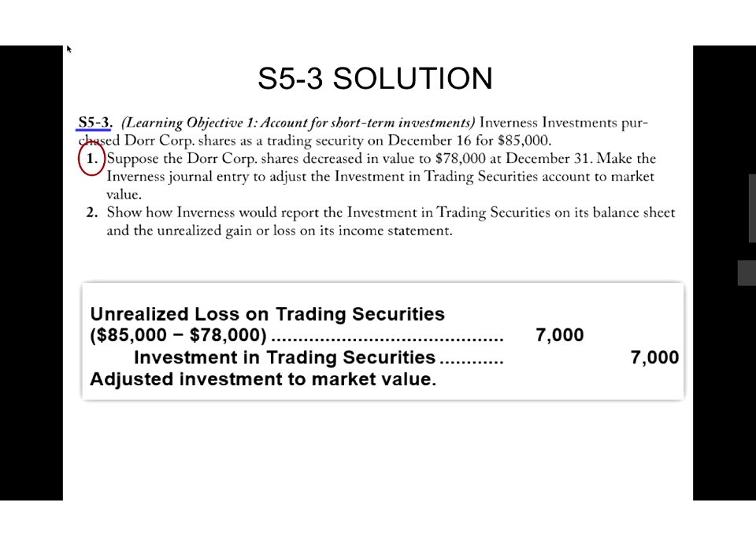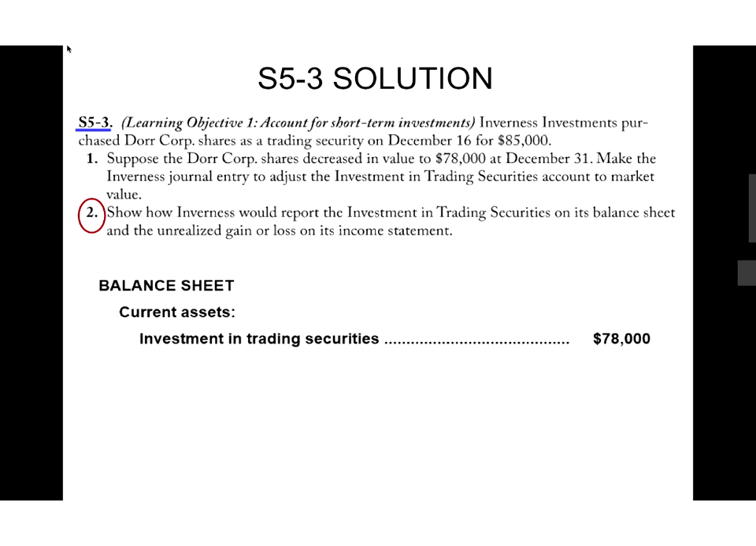That's all that's needed. The second entry is show how it would report the investment in trading securities. So this is Inverness, the company that bought the stock. So it bought the stock, so what it's going to show on the balance sheet is an investment of $78,000. It's going to show it on the current assets. I know it's a trading security because they told me. It's the company's intent. The company buys this intending to sell it in the short term. So that's a trading, and they intend to trade it.